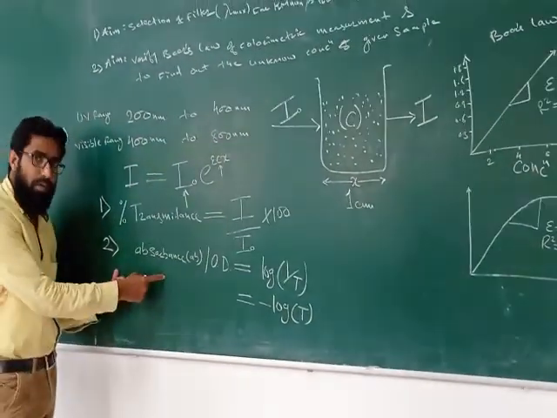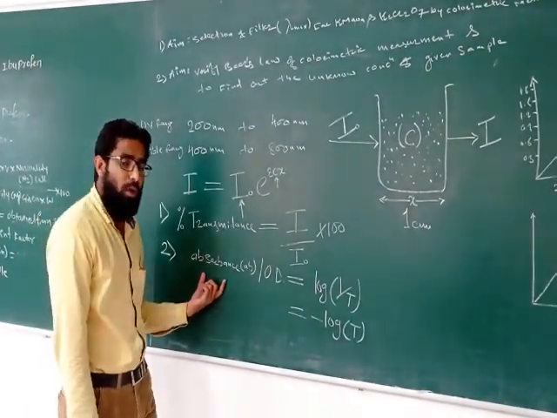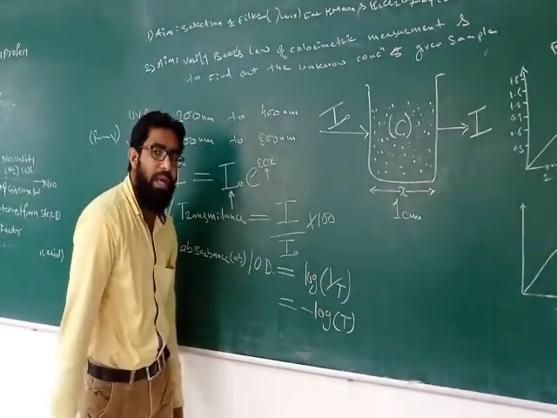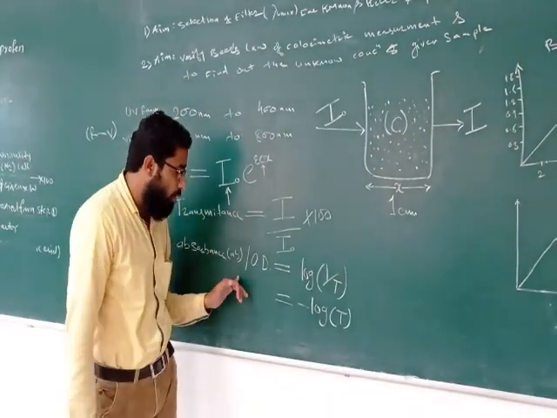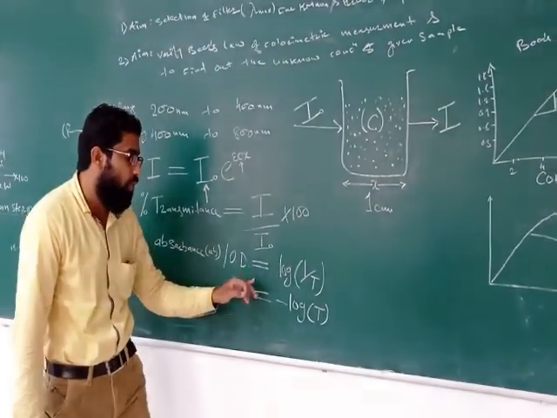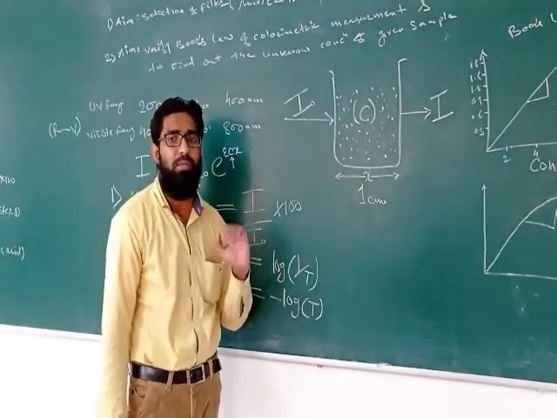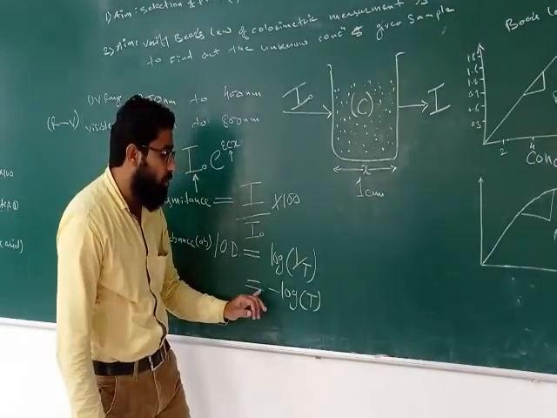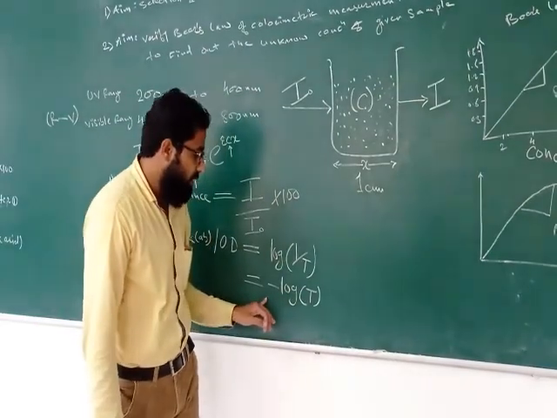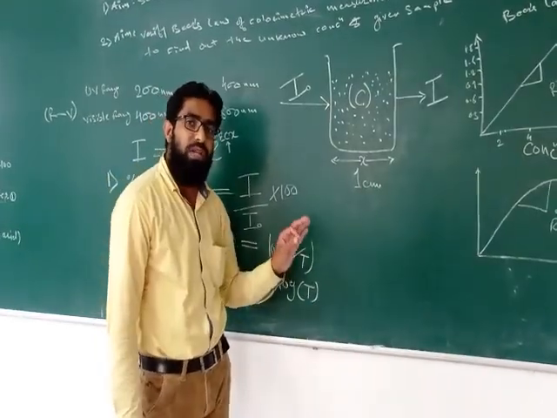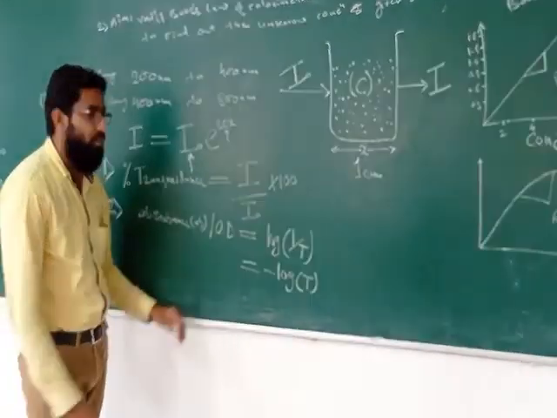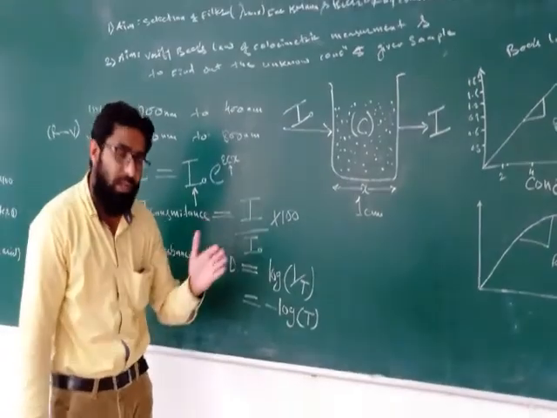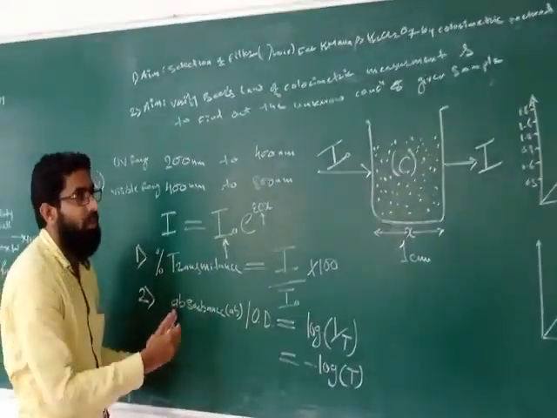The second variable is absorbance. We can also identify the absorbance. Absorbance is also known as optical density. Optical density is equal to the log of the inverse of transmittance. It is nothing but minus log of transmittance. These are the basic formulas of UV visible spectroscopy. Based upon this, by using colorimetry, we can identify these two parameters.